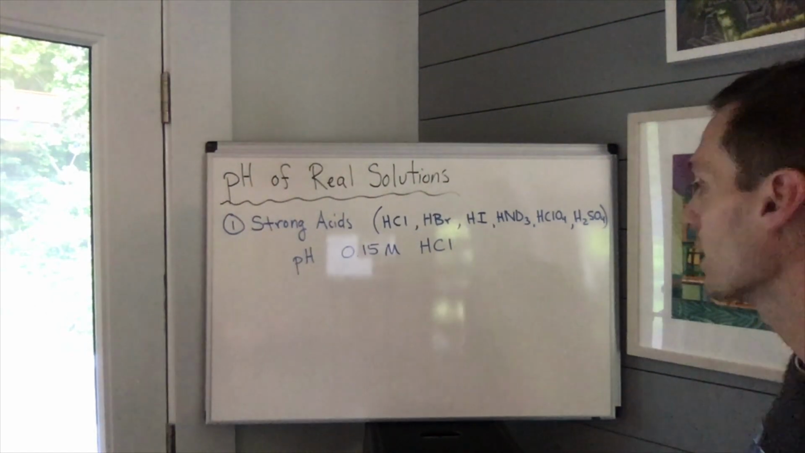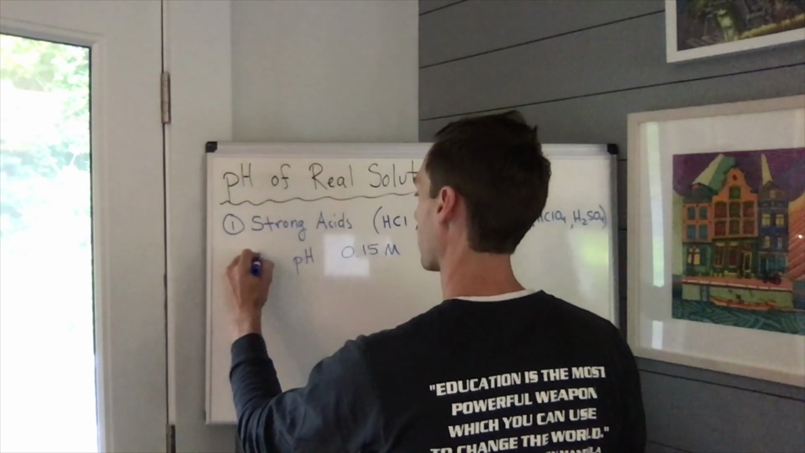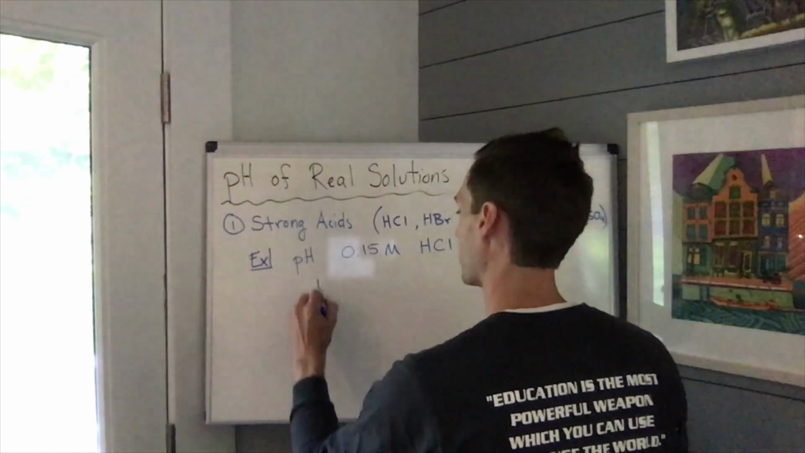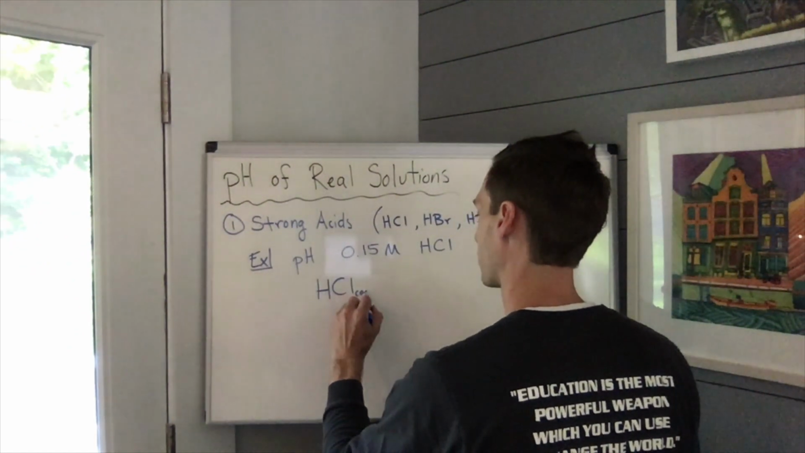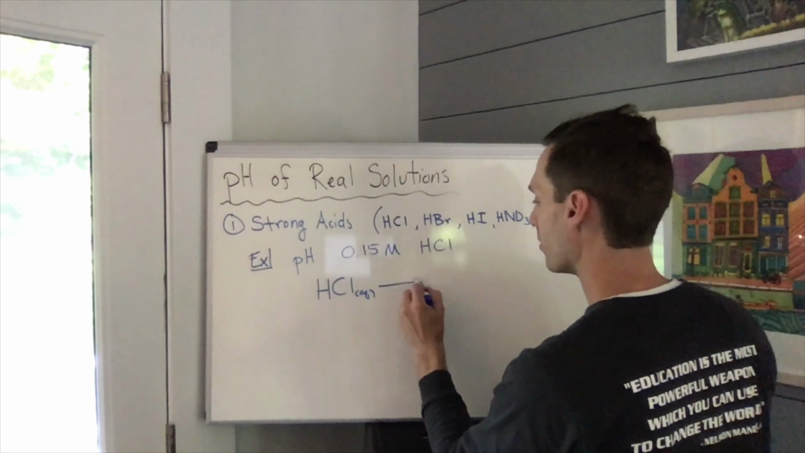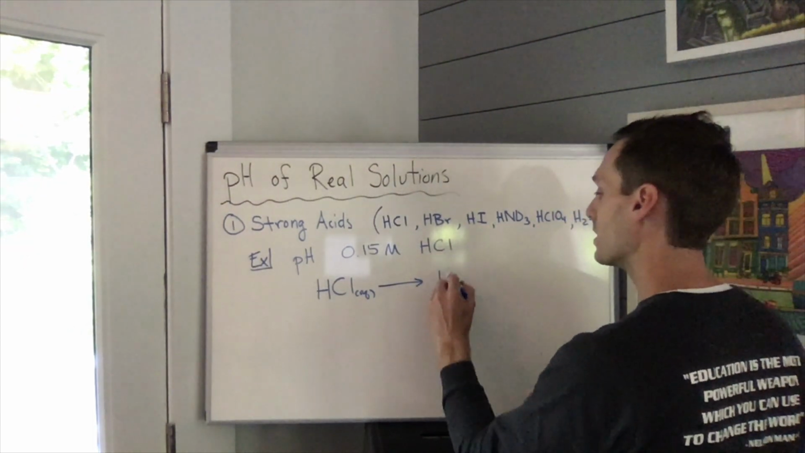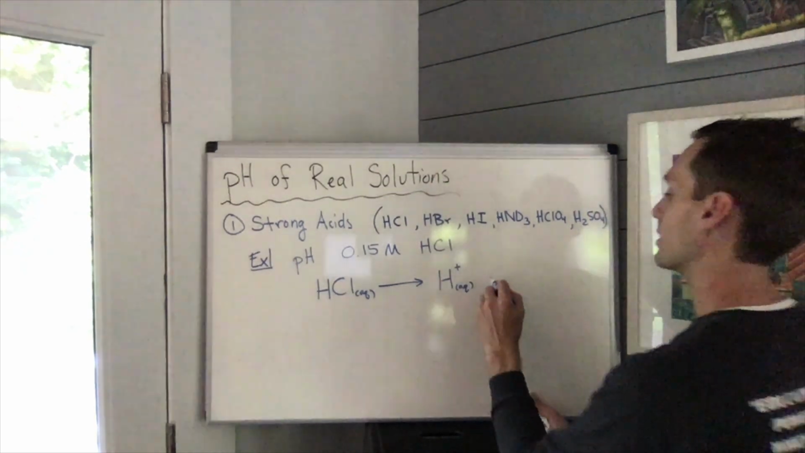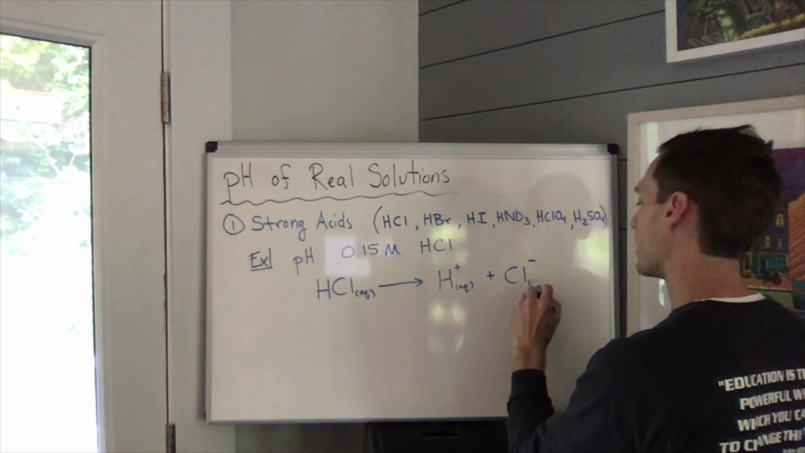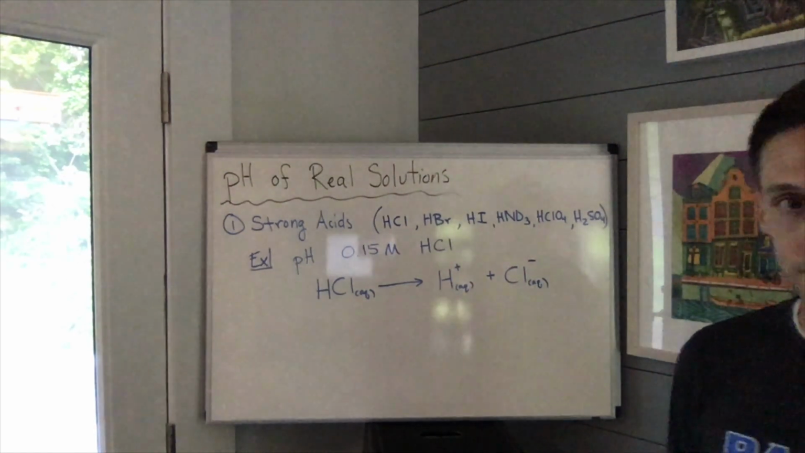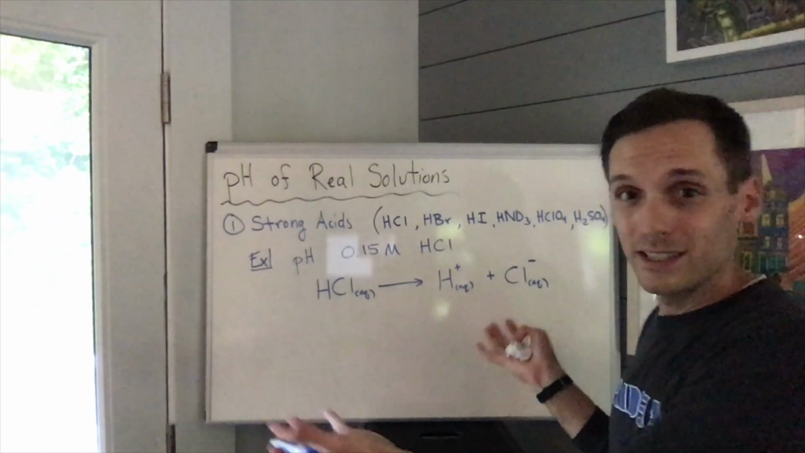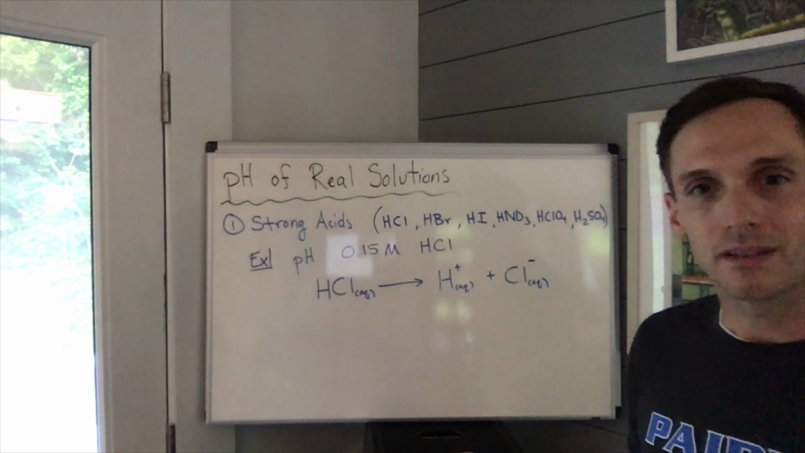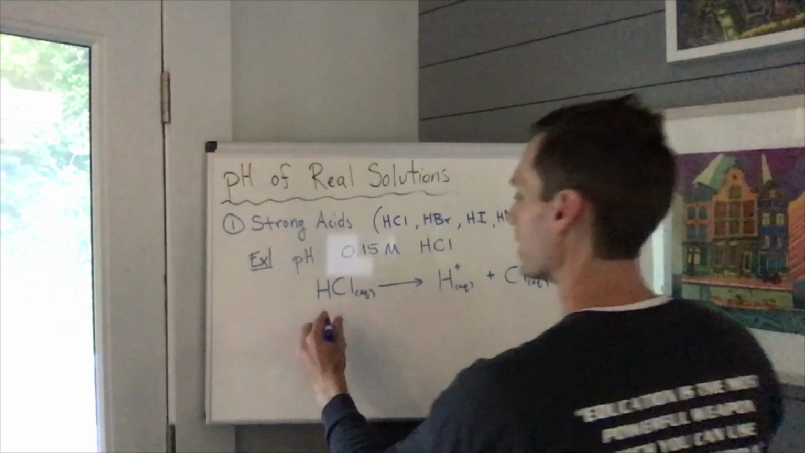Okay, so for our first example, we're going to do the pH of 0.15 molar HCl. So what this means is we'll have HCl in solution, so aqueous, and then all of that acid is going to dissociate into aqueous protons and chloride ions, because that is the anion here. Now, this is a balanced chemical reaction, right? It's just an equilibrium because we're just putting it in water, but you can think of it as a balanced chemical reaction.